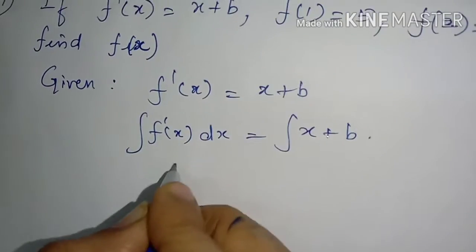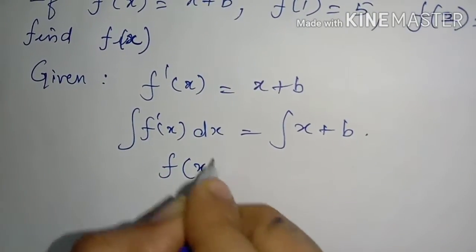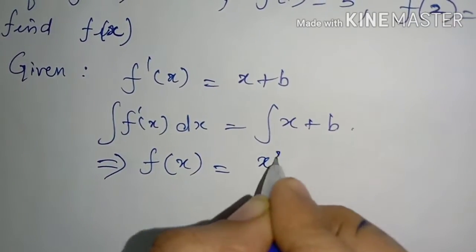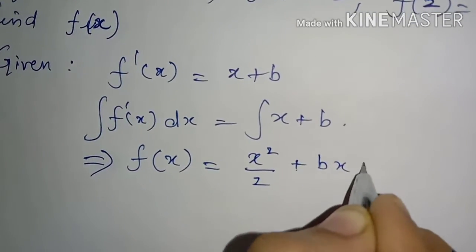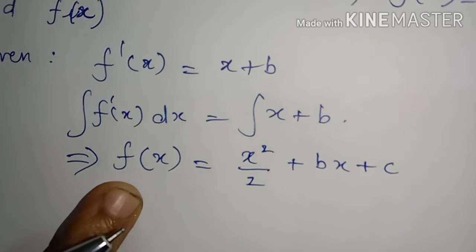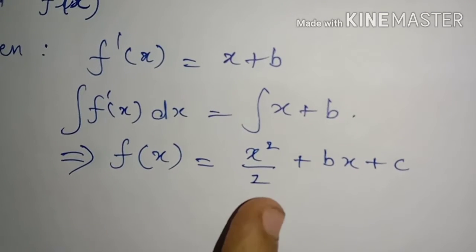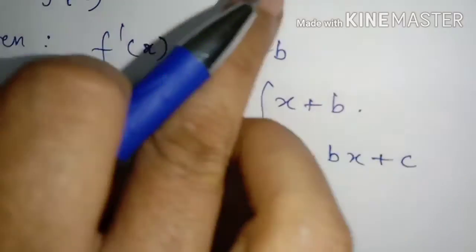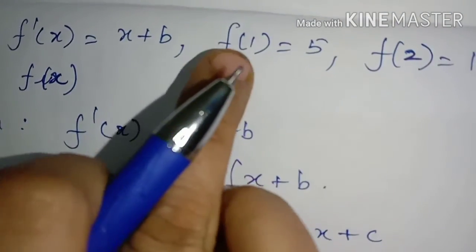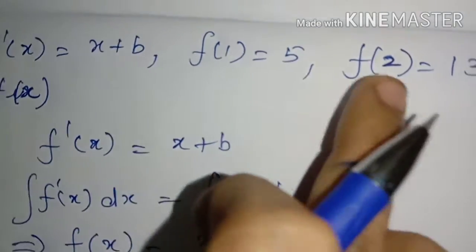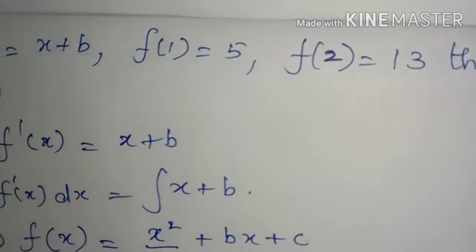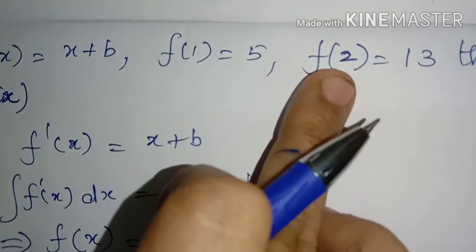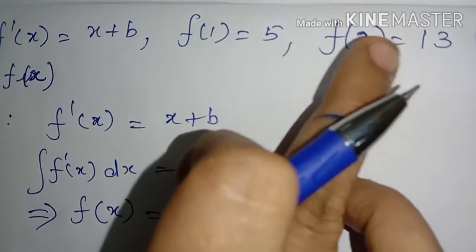So integrate this, and you will have only f of x, that is equal to x square by 2 plus bx plus c. So f of x is equal to x square by 2 plus bx plus c. Still we need to find out, given the function, f of 1 is equal to 5, f of 2 is equal to 13. So what I am going to do here is, in place of x I am putting 1 and in place of x equal to 2.